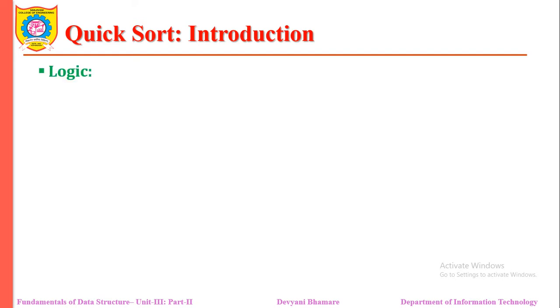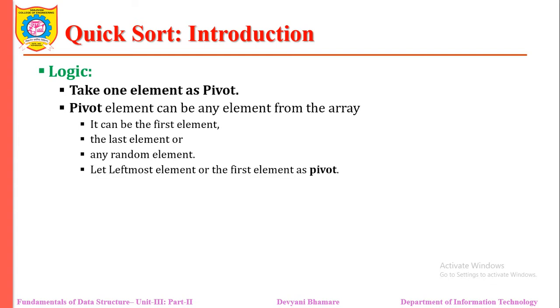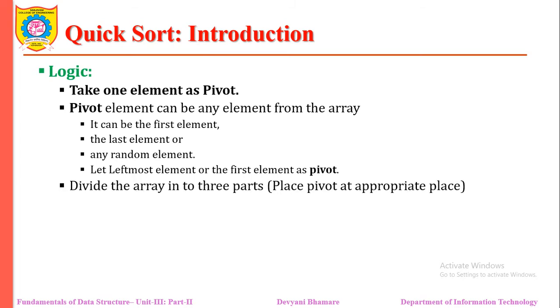Let's see how quicksort works. In quicksort, we consider one element as a pivot element. The pivot element can be any element in our array. It can be the first element, the last element, or any element we select randomly. For solving our examples, we are considering the leftmost element, that is the first element, as the pivot element.